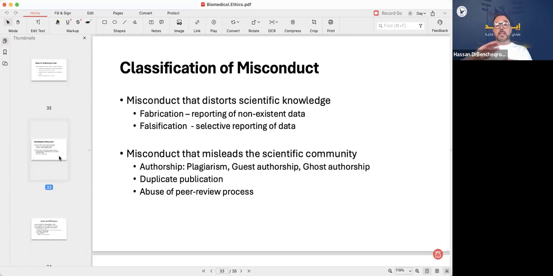Misconduct means somebody that changed scientific knowledge. We talked about fabrication, making things up, and falsification, fraud. Misconduct that misleads the scientific community. Somebody who just created something or used somebody else to write the article. Maybe they took the same study and they published it again, but they changed the names of the patients and everything. It happens, unfortunately.